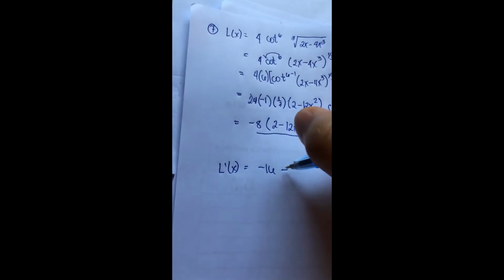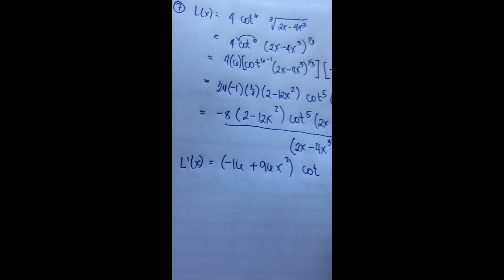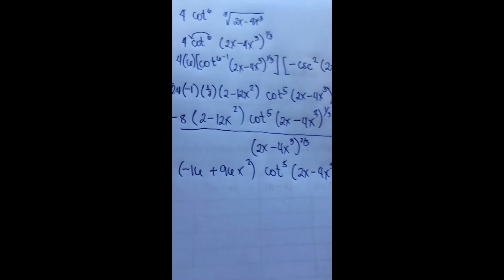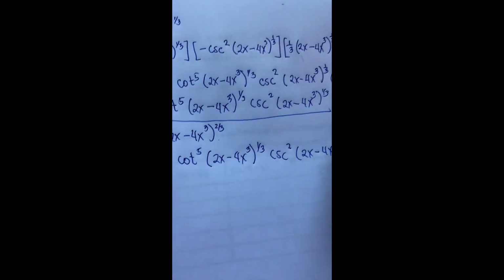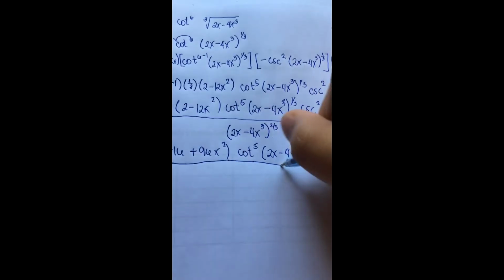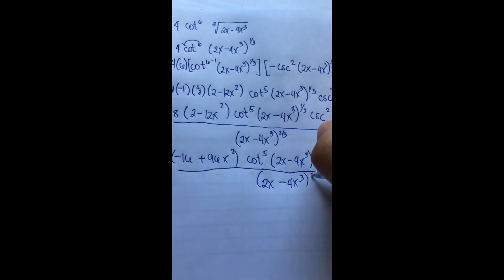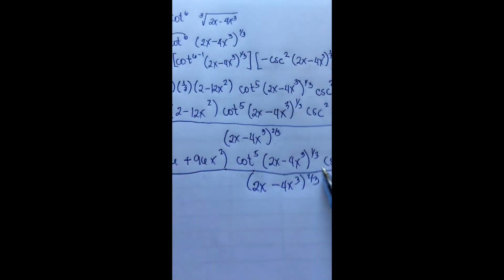L prime x is equal to negative 16 plus 8 times 12 is 96x squared. Lagyan ng parentheses. Cotangent raised to 5, 2x minus 4x cubed raised to 1/3 as your base. Cosecant squared, 2x minus 4x cubed raised to 1/3 as your base, all over 2x minus 4x cubed raised to 2/3. Actually, you can change the exponential form into its original form, which is the radical sign. And this is now your final answer.